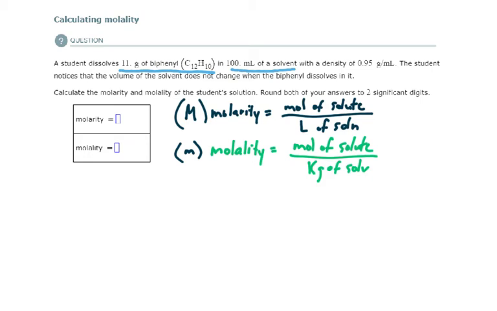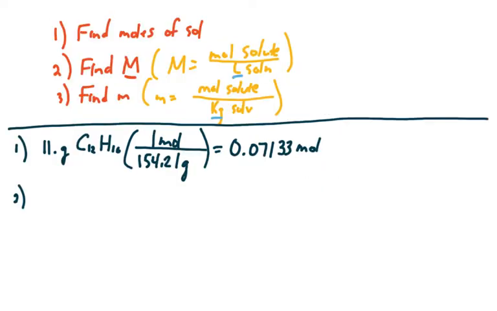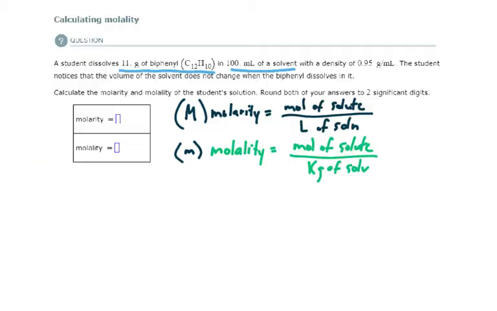Its melting point is fairly high, so it's a solid at room temperature. I dissolve it in 100 milliliters of this solvent. So the liters of solution that I have, I'll have a 100 milliliter solution. And I know that I have a 100 milliliter solution because of the information given here.